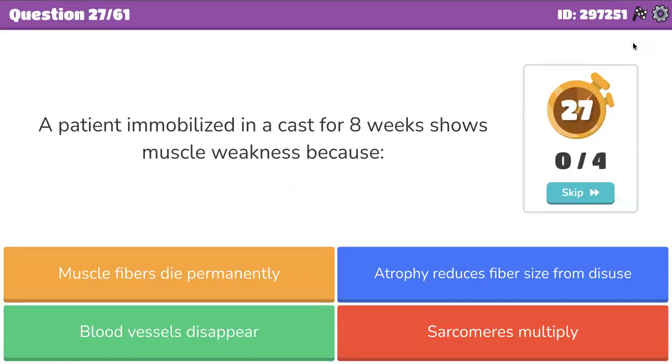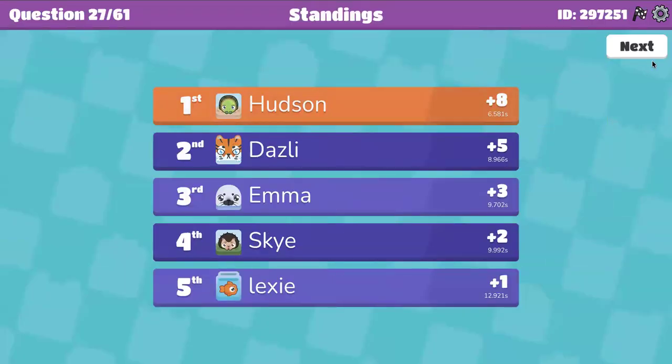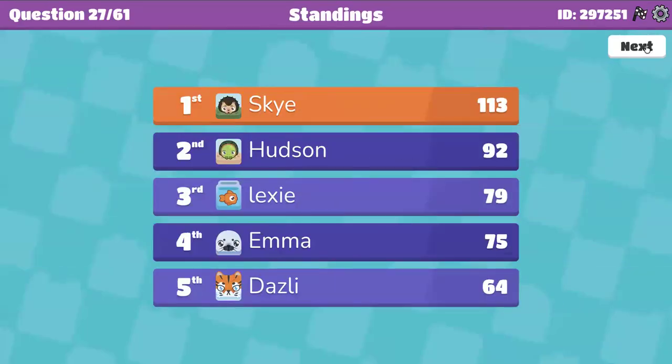A patient immobilized in a cast for 8 weeks shows muscle weakness because, oh, that was like me. I was in a boot. Yeah, atrophy. It's unfortunate. But sometimes it's good to make sure that the joint or whatever part is broken doesn't move so it can heal properly in place. So that's the sacrifice.